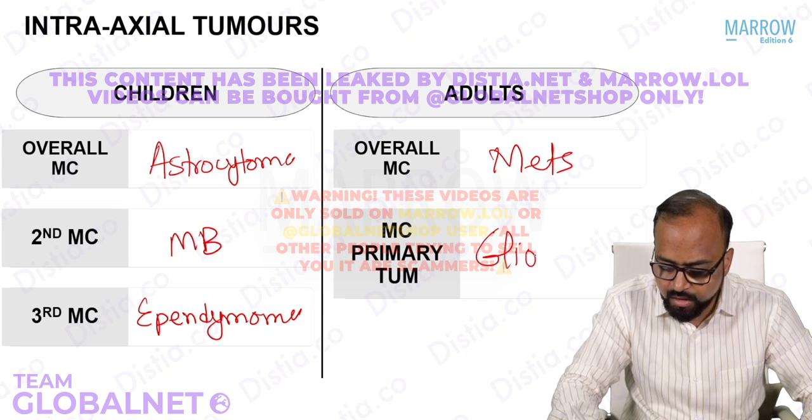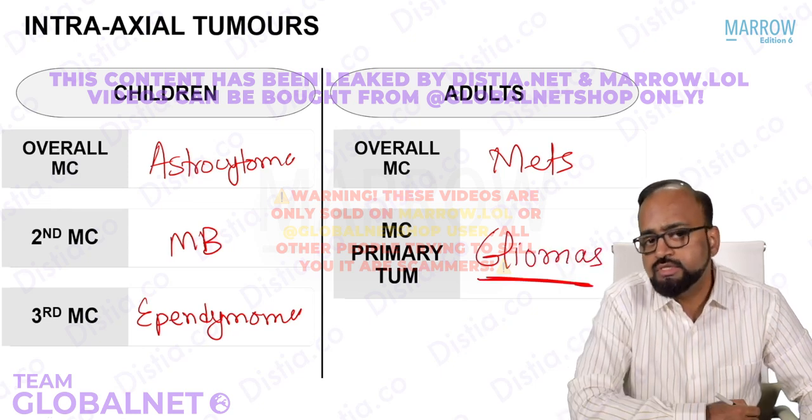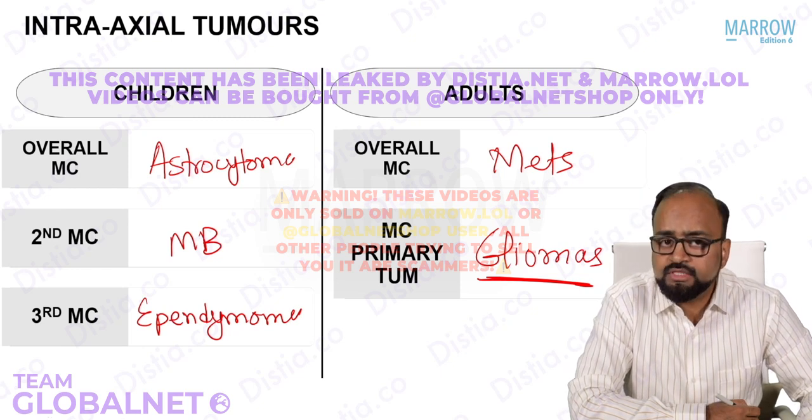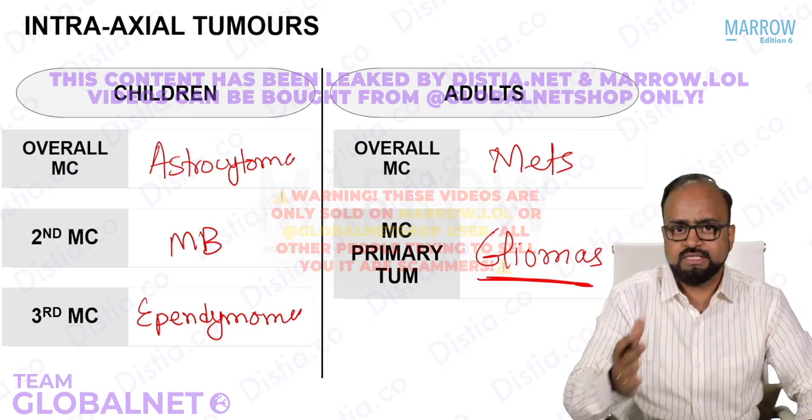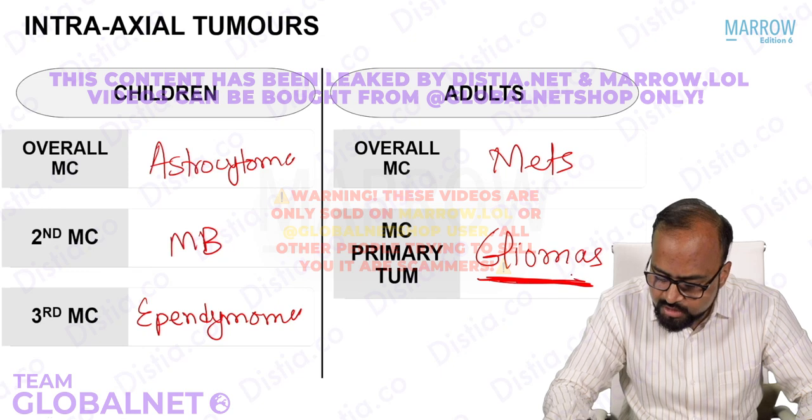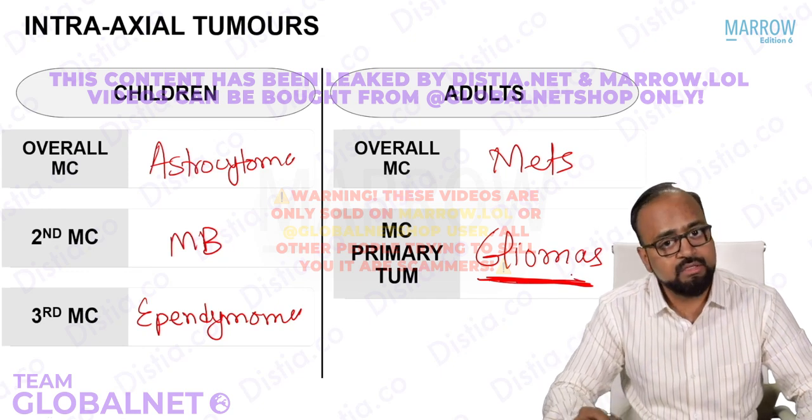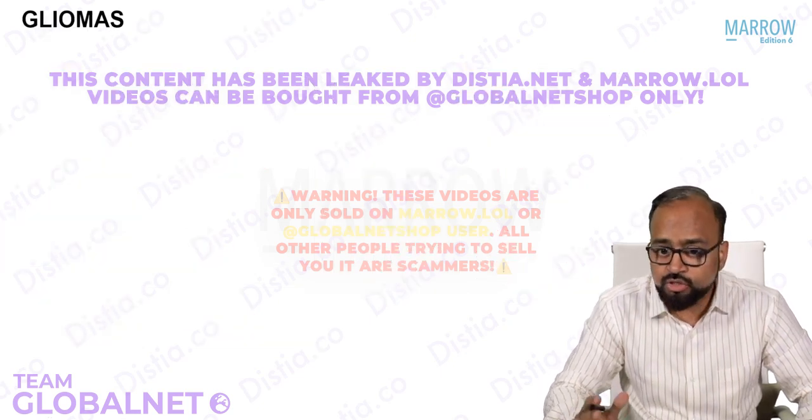are gliomas. Now there's a little bit of controversy in certain books which say that meningioma is the most common, but I want you to be aware here, most of the standard books say that it is the gliomas which are the most common primary brain tumor. Okay. Now let us look at gliomas.